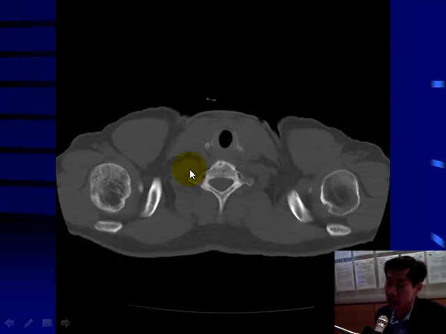And earlier we saw a case of Paget's in the proximal humerus, the subtle trabecular thickening. This is the same patient. You can see that trabecular thickening over on the right side compared to the left. Subtle. There's Paget's disease right here.